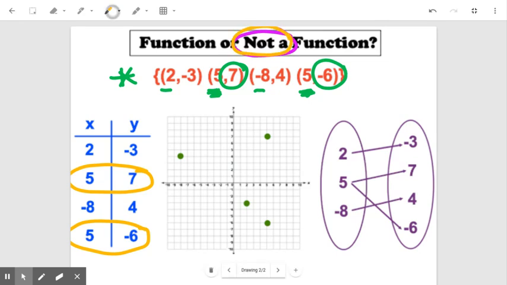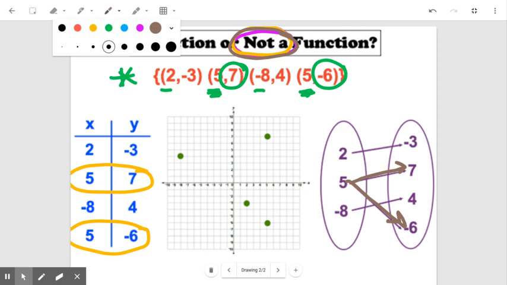And likewise, I can look over here at the far right, at this 5, and it has two different arrows going to two different numbers. That tells me that this is not a function. So using any of those three methods, you can look at it and just see, hey, this is not a function.